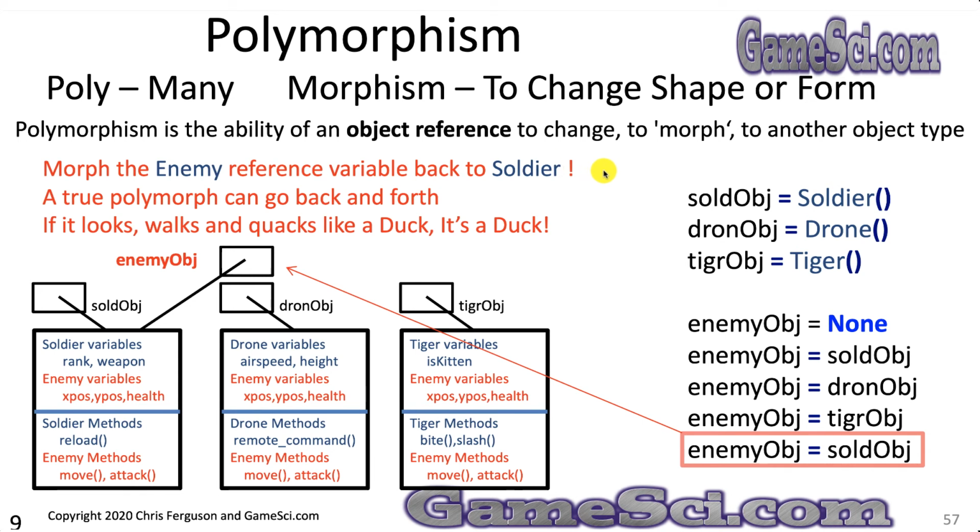And just to be clear about it, let's morph the enemy reference variable back to a soldier. A true polymorph can go back and forth. It looks like a duck, walks like a duck, and quacks like a duck. It's a duck. If this object has all the enemy's variables and all the enemy's methods, then it's an enemy object. This last line of code was sort of to complete the circle. A true polymorph should be able to go back and forth. And it went from a soldier to a drone to a tiger and then back to a soldier.